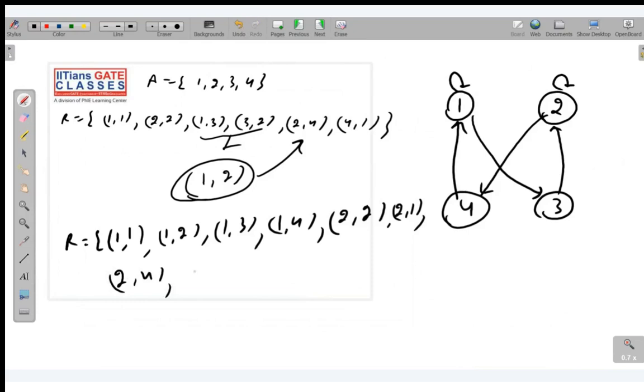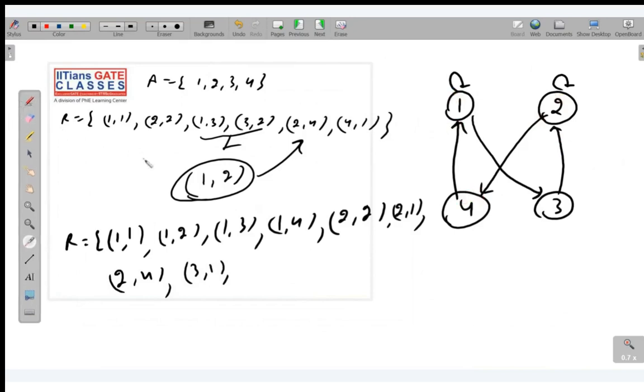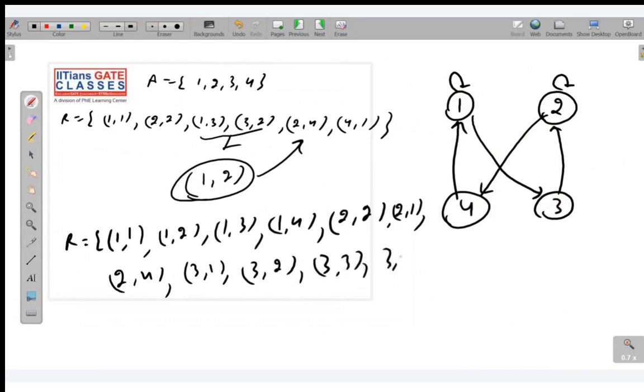Then 3. First of all, check 3 to 1: is there a path? Yes. 3 to 1 is there. Then 3 to 2, yes, obviously. 3 to 3, you have to check 3 to 3 also. Can you come back to 3 starting from 3? Yes, from 3 to 1 to 2, we will come back. 3 to 3 will be there. 3 to 4, yes.